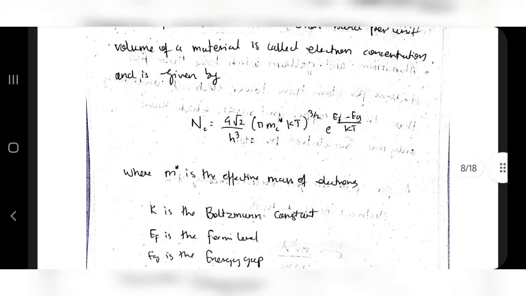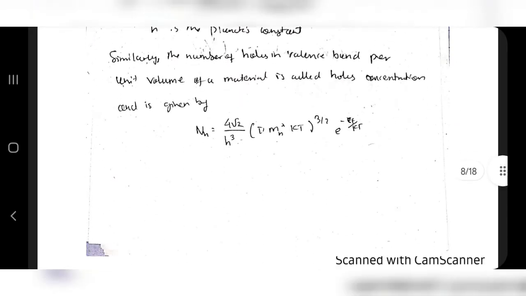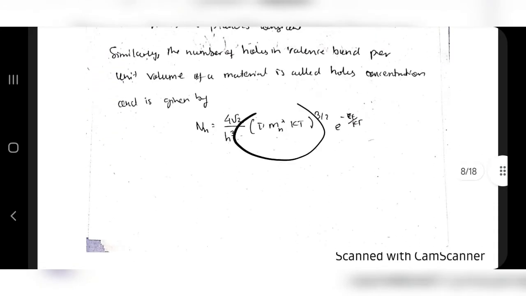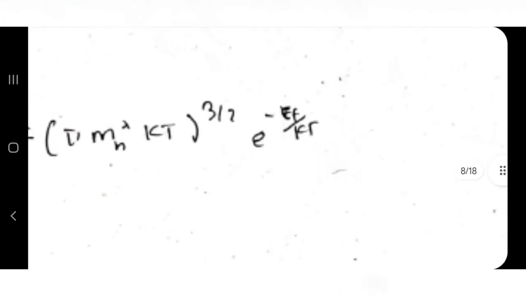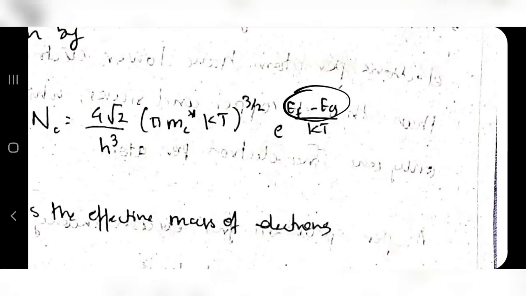The formula is this one, and the terms are given here. Similarly, the number of holes in the valence band is given by this one. So it is given by nh and nc. These two formulas for the number of electrons and the number of holes are very important, and we'll be using them in the derivations. The only difference between these two formulas is that here it is minus EF in the number of holes, and here it is EF minus Eg. That's the only difference. So let's move on to the derivations part.